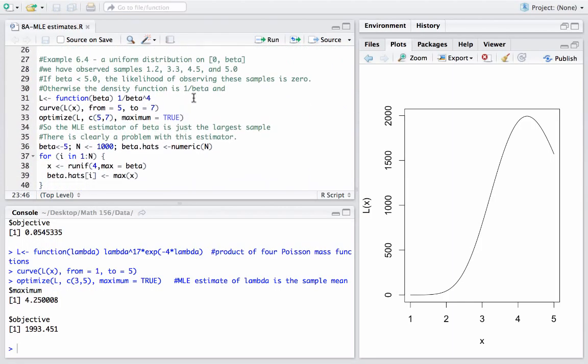Okay, so now suppose we have some uniform distribution. We know the lower bound is 0. We don't know what the upper bound is. We've observed 4 samples between 1.2 and 5. And Paul says, well, if beta is less than 5, then we would have 0 probability of seeing this sample because we found one that's supposedly outside the range. So we know that beta has to be greater than 5. But otherwise, the density function is just going to be 1 over beta. So basically we just have 4 samples, right? 1 over beta to the 4th is the probability of observing this.